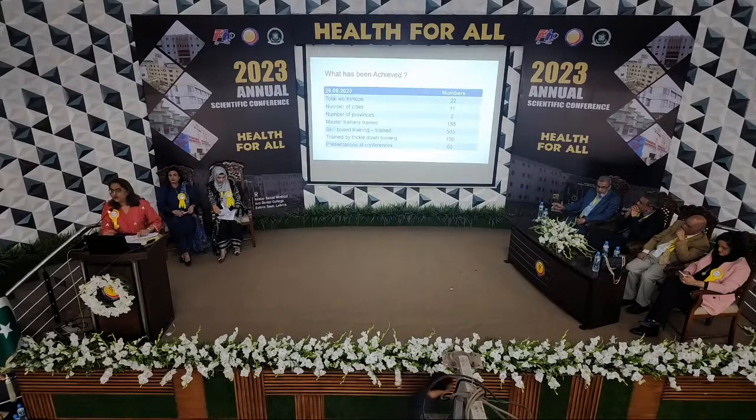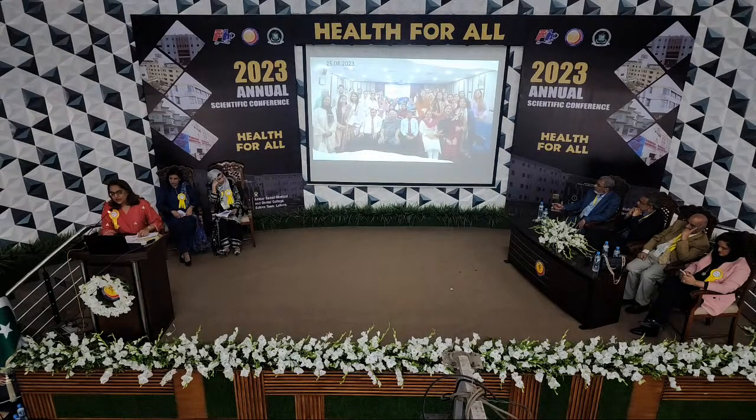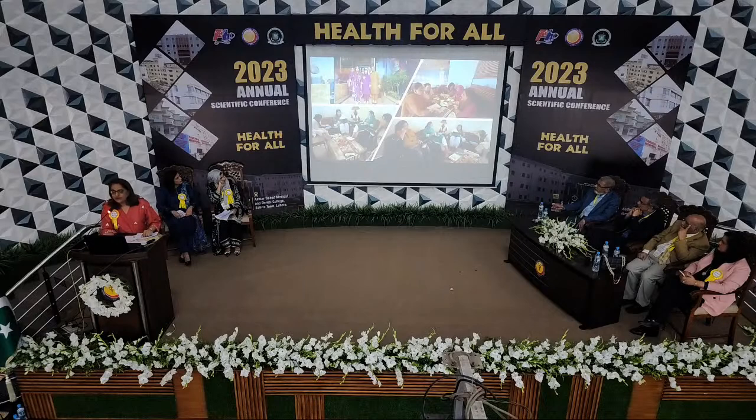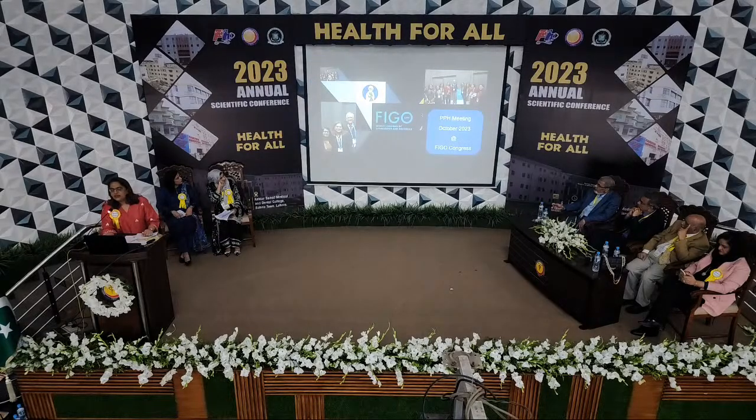What have we achieved? We have done 22 workshops in 11 cities of Pakistan. 2 provinces have been covered, 155 master trainers, 545 skill-based trainings, 150 trainings by trickle down, and 3 conference presentations have been done so far in a year's time. This is one of the pictures of the workshops that we conducted in Hamid Aziz Hospital. We have monthly meetings to see what we have achieved and what we are going to do in the future. So just a couple of pictures because I thought they would be interesting for you to see what we are doing. And the last meeting that we had was during the FIGO conference with Thomas Burke and his team to see where we are going to go.